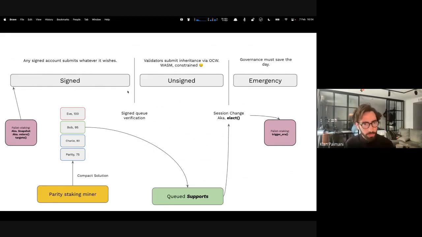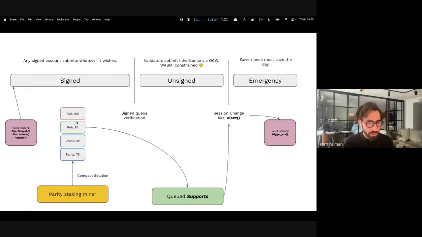During the first signed phase, any account can submit some stuff, and here I demonstrated that with this queue, which is, as you can also see, sorted by the score of the submission. So let's say Eve, who was malicious, submitted something with a claim score of 100, but it was wrong, it turned out to be bad.